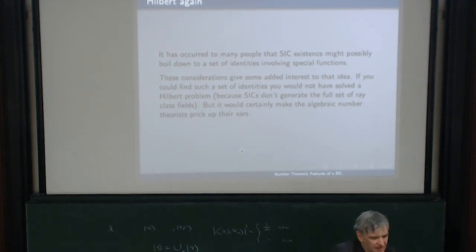Okay. I said that the SIC is generating the Ray class field. So you take the numbers you get from the SIC, and they generate the number field. This is all done on the computer, so you can calculate the number field. You then take the generators for a Ray class field. There's an algorithm for constructing the Ray class field. You check that the generators for the Ray class field are in the field generated by the SIC. You also check that the generators of the SIC field are in the Ray class field. So that's how you check the statement about the Ray class field.